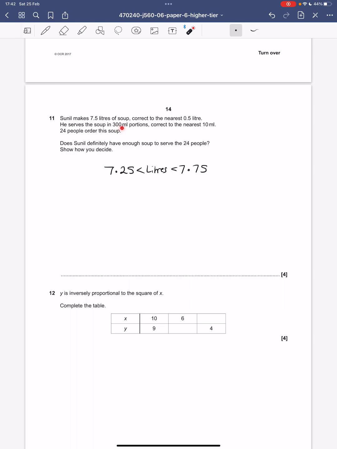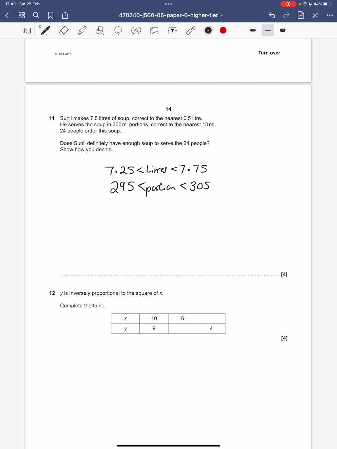He serves the soup in 300ml portions, correct to the nearest 10. Okay, and 24 people ordered the soup. So if it's correct to the nearest 10, the portion size is either 295 up to 305. So if you see, look, nearest half a litre, you go plus or minus a quarter. If it's to the nearest 10, you do plus or minus 5. Right, 24 people order the soup. Does he have enough soup? Does he definitely have enough soup?